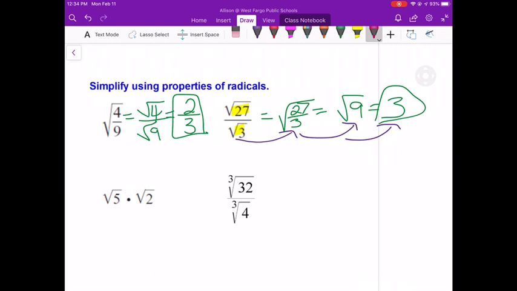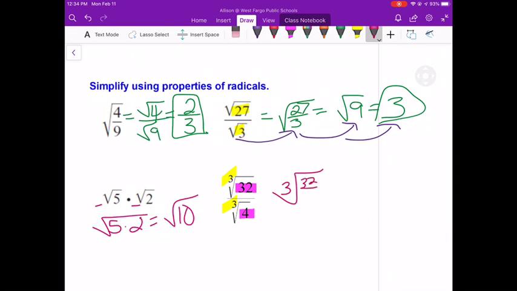If the roots are the same, you can multiply what's on the inside. So 5 times 2, and you get the square root of 10. Here's another example where the roots are the same. So we've got the cubed root of 32 and the cubed root of 4. I know that 32 is divisible by 4. It's actually 8. So 32 over 4 is the cubed root of 8, and the cubed root of 8 is 2. So the roots are the same, you can divide these, put it back together and simplify, and then simplify more if you can.